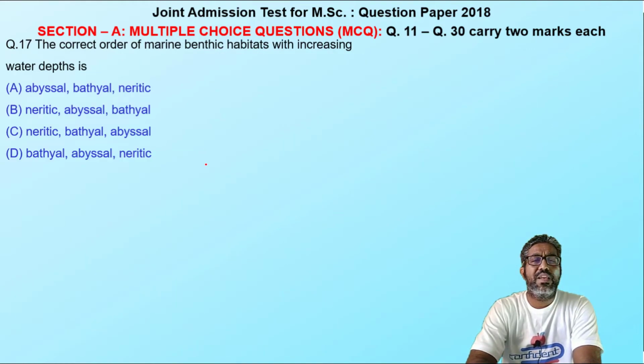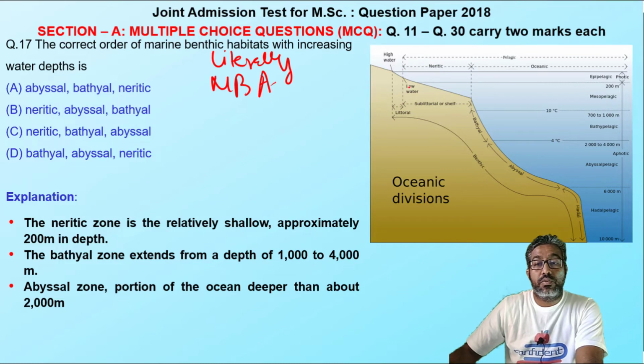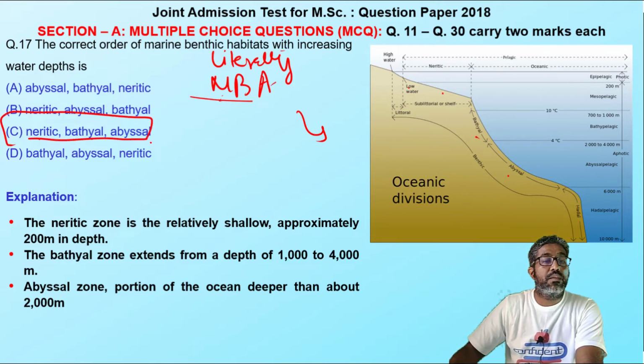Now this is a very simple question. If you remember, NBA means what? Literal, Neritic, Bathyal and Abyssal. So this is the sequence of increasing water depth. Where is NBA? This is NBA: Neritic, Bathyal and Abyssal. So the option is C.